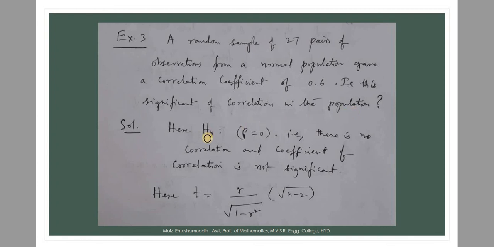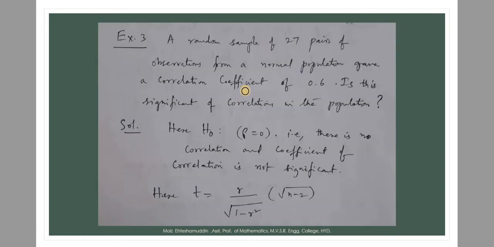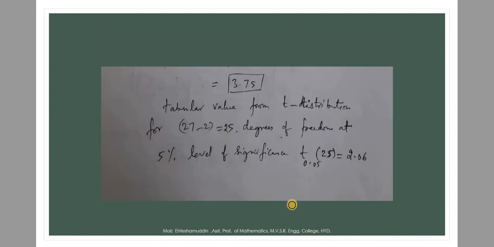So first of all, the null hypothesis, we assume that the correlation coefficient rho is 0, meaning there is no correlation and the coefficient of correlation is not significant. But let us decide it as per the t value. So t value is this one. So t is coming as 3.75. By substituting the values of r, all these things, it has come as 3.75.